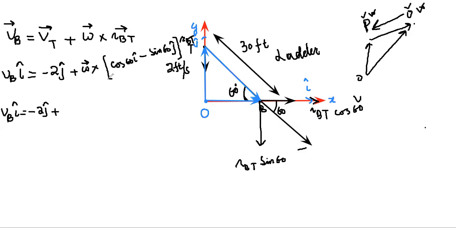omega vector cross cos 60. As far as cos 60 is concerned, cos 60 is equal to 1 by 2. So this is 1 by 2 i cap minus, as far as sine 60 is concerned, sine 60 is root 3 by 2, root 3 by 2 j cap, and it's multiplied by RBT. The magnitude of RBT is 30 feet.